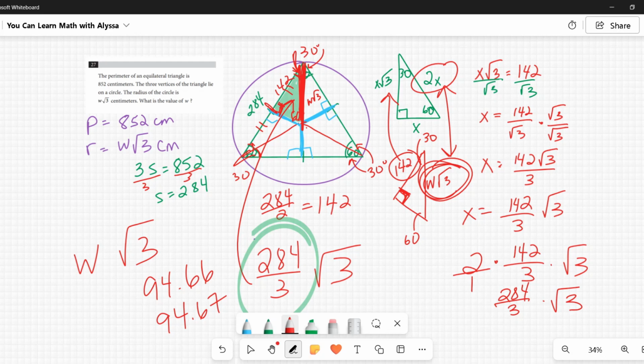Yeah, there's a lot there. And this is one of those problems that I can't really see a way that Desmos, like graphing or something like that, would be of much help. It really is relying on your knowledge of 30, 60, 90 triangles and radii and inscribed triangles and all that good stuff, and how to use that to solve. There you go. 284 thirds is your answer, and you have reached it. You have made it to the end.